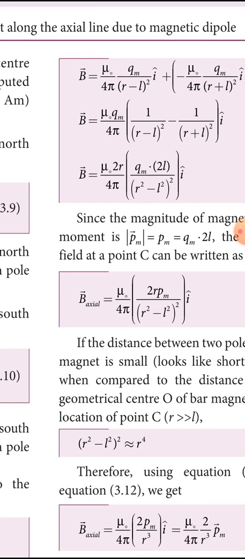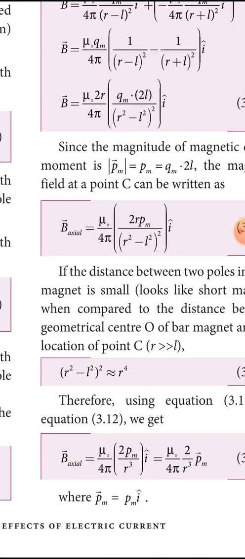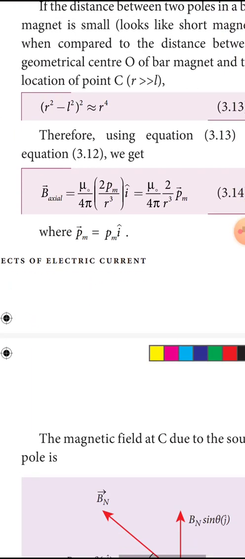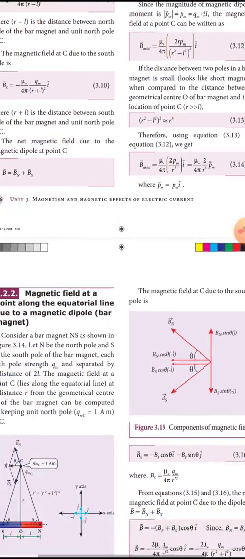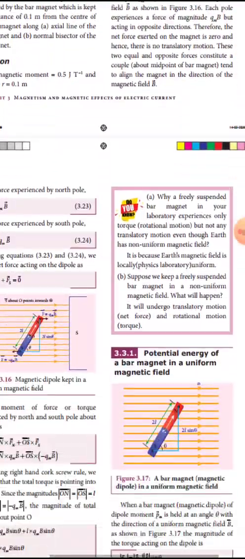Adding that, you can take mu naught Qm by 4 pi outside, and r minus L the whole square and r plus L the whole square will become r square minus L square the whole square, and you can substitute for Qm 2L. Qm 2L will become Pm, that is the magnetic dipole moment. Substituting all these values you will get B axial, which is given by mu naught by 4 pi, 2 Pm by r cube into i cap. Here mu naught is the permeability of free space, epsilon naught is the permittivity of free space, and Pm is the pole strength. So this is about the axial line. Similarly you can find out for the equatorial line.